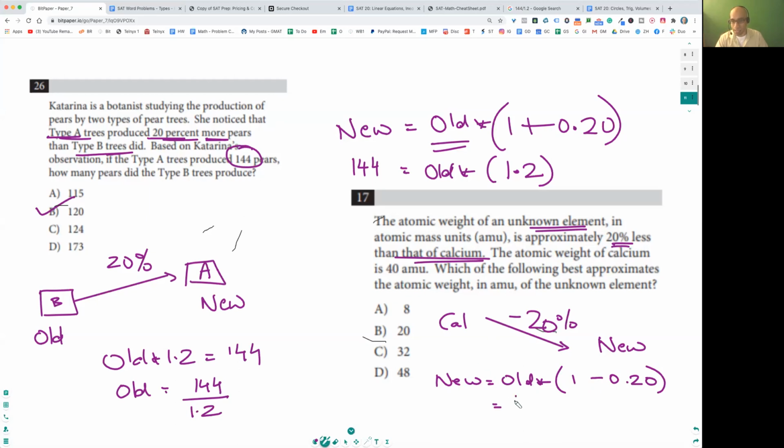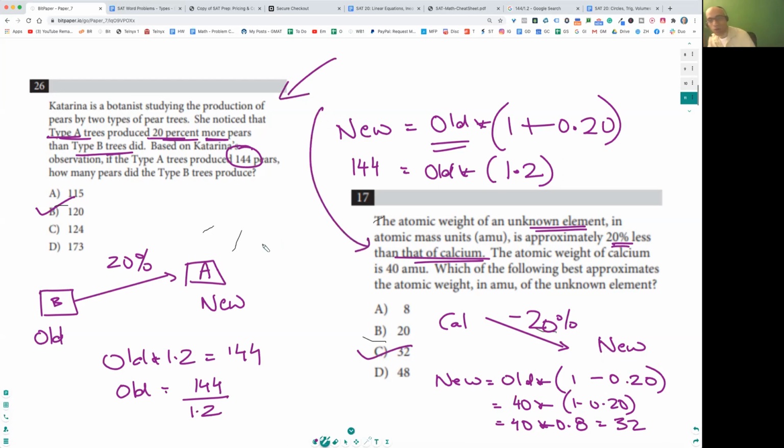This time it was easy actually. It's 40 times 1 minus 0.2. I didn't realize it was actually that easy. So it's 40 times 0.8, which is 32. So you got this answer easily. Well done on this, okay? And remember, this is the harder problem. Sometimes you get these easier problems as well, so be careful what is asked.